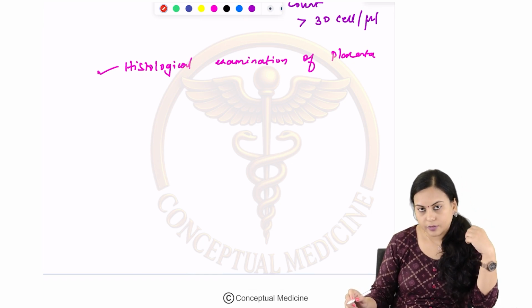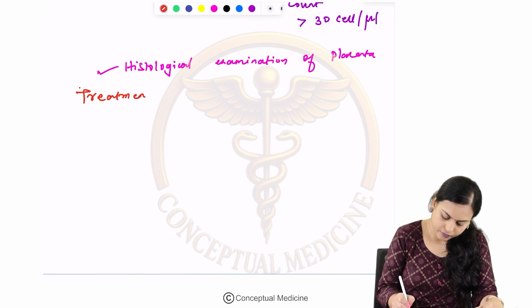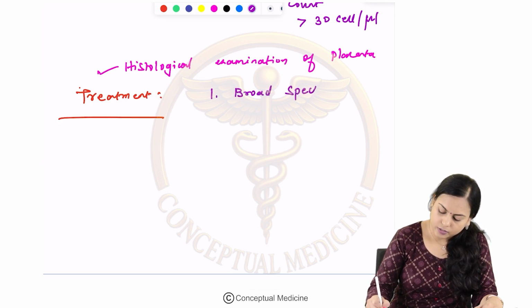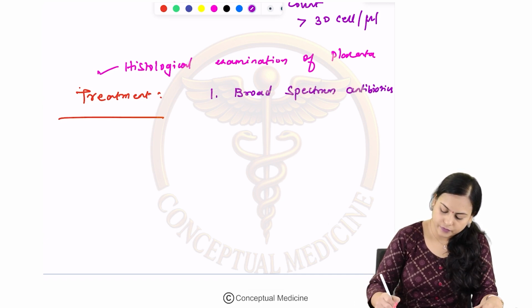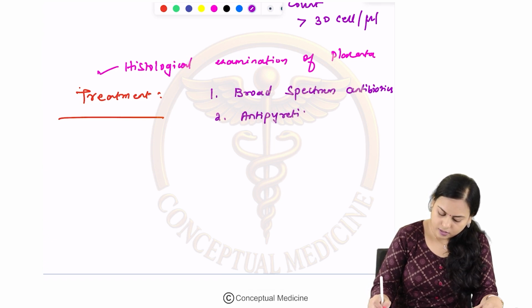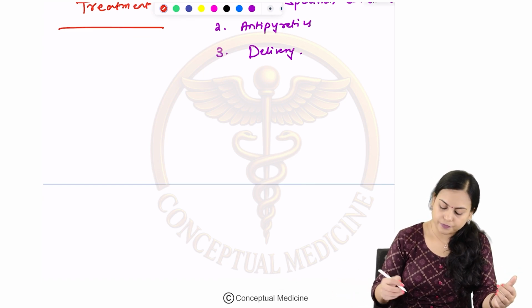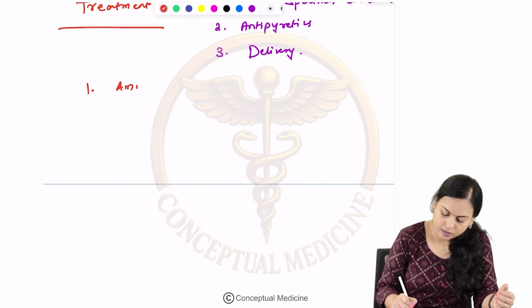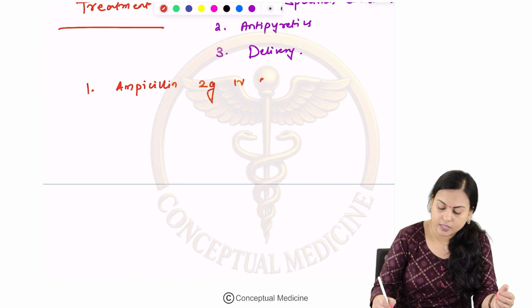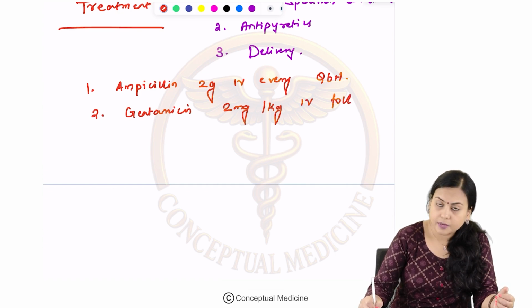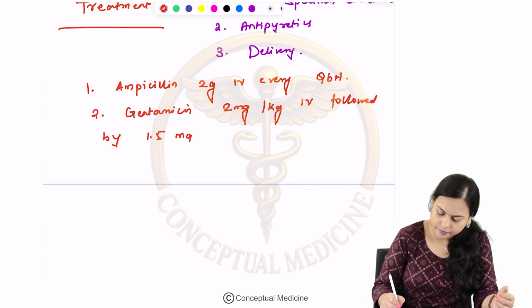So how will you go for the treatment of chorioamnionitis? So treatment, you have to plan 3 things simultaneously. Number 1, you have to start broad spectrum antibiotics for the mother. You have to give antipyretics, and simultaneously you have to plan delivery. Okay. So what are the broad spectrum antibiotics you can give? You can give drugs like ampicillin 2 gram IV every 6 hours. Okay. Then you can consider giving gentamicin at a dose of 2 milligram per kilogram IV, that can be followed by 1.5 milligram per kilogram IV every 8th hourly.